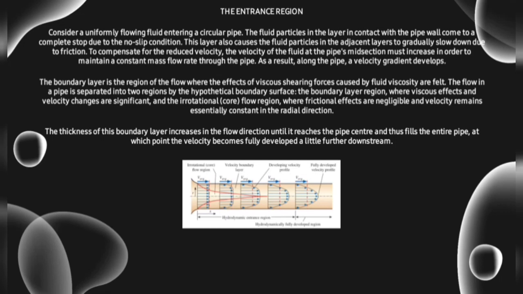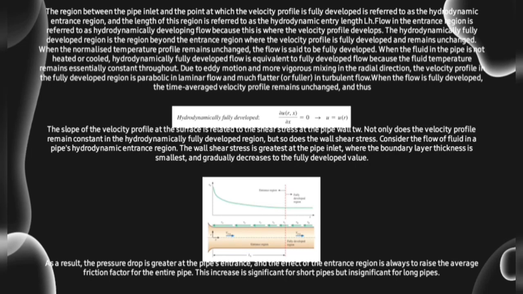The thickness of this boundary layer increases in the flow direction until it reaches the pipe center and thus fills the entire pipe, at which point the velocity becomes fully developed a little further downstream. The region between the pipe inlet and the point at which the velocity profile is fully developed is referred to as the hydrodynamic entrance region, and the length of this region is referred to as the hydrodynamic entry length. Flow in the entrance region is referred to as hydrodynamic developing flow because this is where the velocity profile develops.